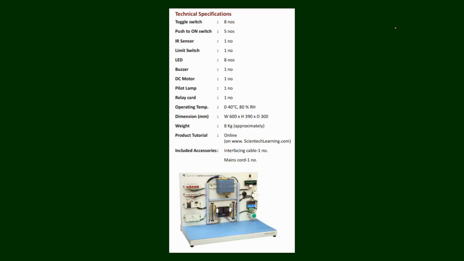You see here the technical specification of this Syntec 2400 I have given. Toggle switch: 8 numbers are there. Push to on switch: 5 numbers are there. IR switch: 1 is there, that means IR sensor. Limit switch: 1 is there. LED: 8 numbers are there. Buzzer for the output: 1 number is there. DC motor: 1 number is there. Lamp: 1 number is there. Relay card: 1 number is there. These are all for the output purpose. The maximum operating temperature is 40 degrees Celsius and relative humidity is 80%. Dimension is given, weight is given.